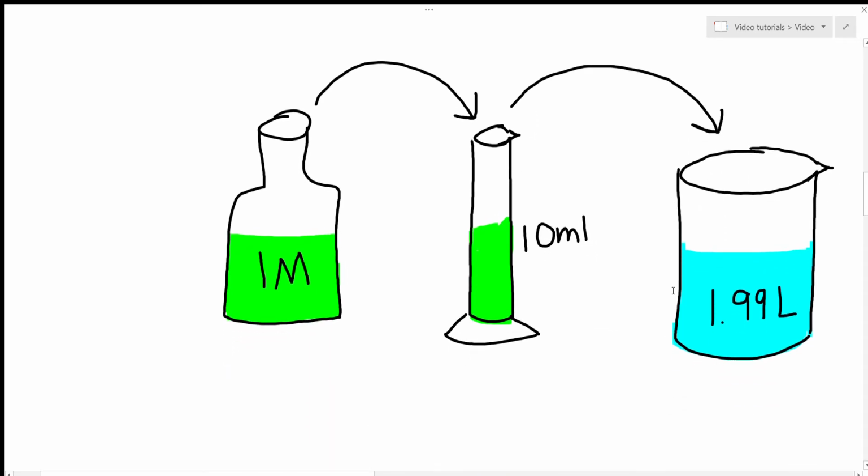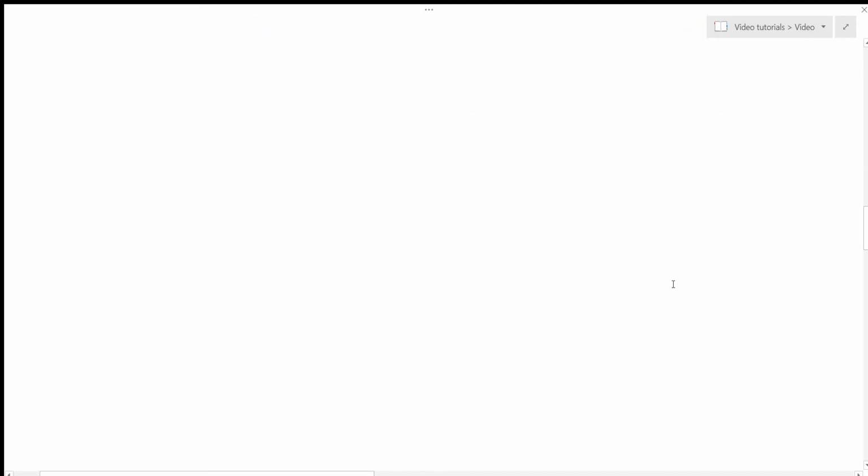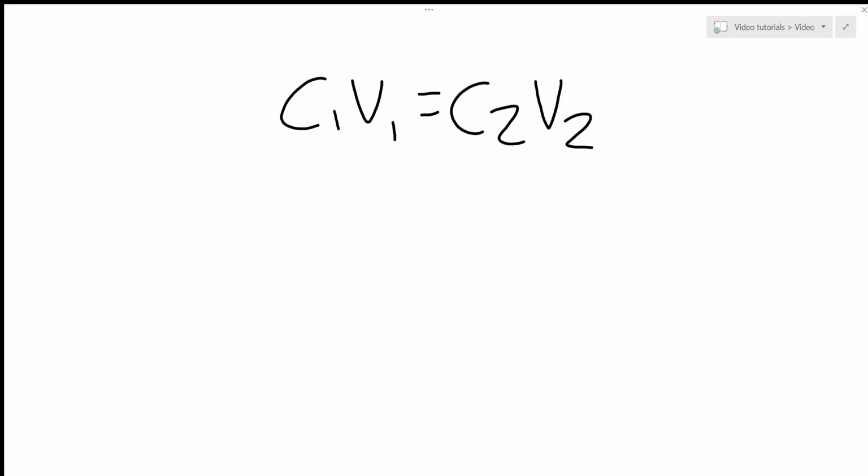for example, you have 1 liter of stock hydrochloric acid, that's 1 molar. You add 10 mils of that into 1.99 liters of water. What's the new concentration? We only have one equation, right? So let's write that down. That's C1 V1 equals C2 V2.